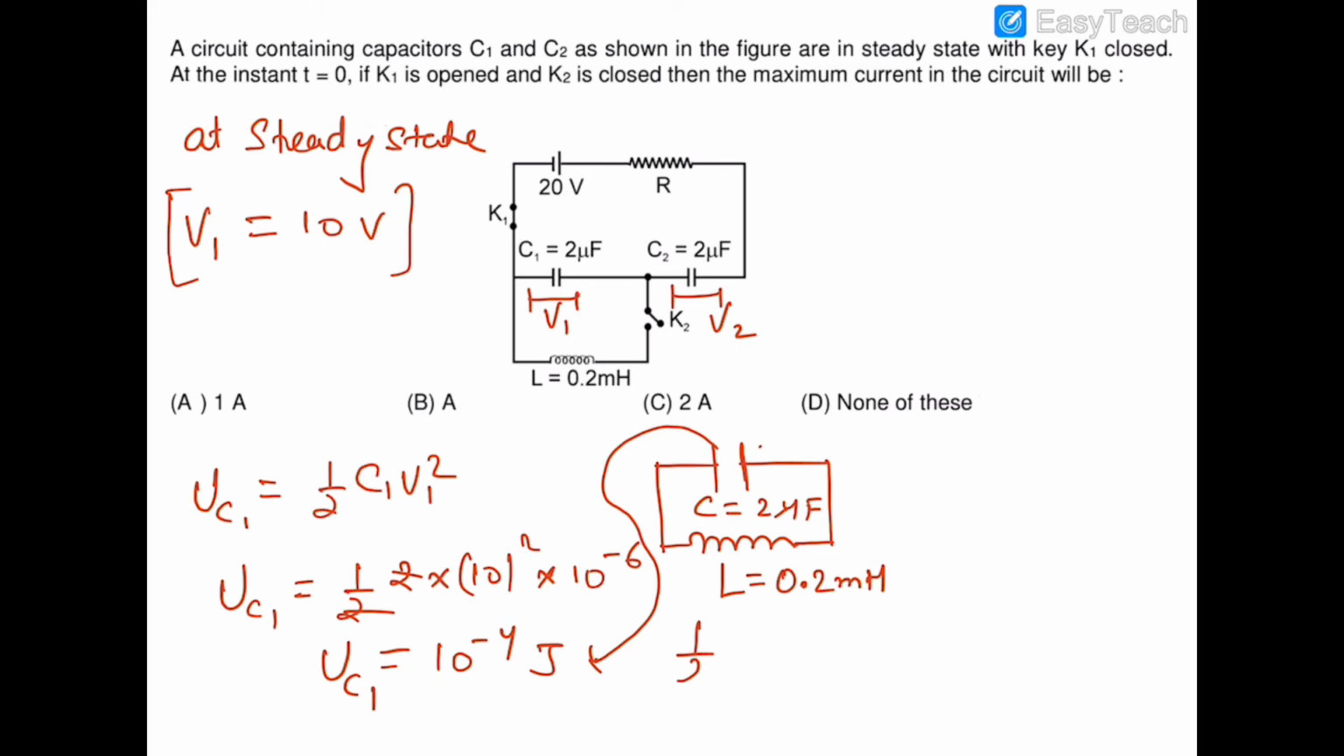So the energy stored in the inductor at the maximum value will be half L I naught square, and this energy would be transferred by this capacitor. So we are equating the complete energy of this capacitor with this maximum energy of the inductor. So this is equal to 10 raised to power minus 4. Now the value of inductance: this is half, and L is equal to 2 into 10 raised to power minus 4, and this is I naught square, and it is equal to 10 raised to power minus 4.